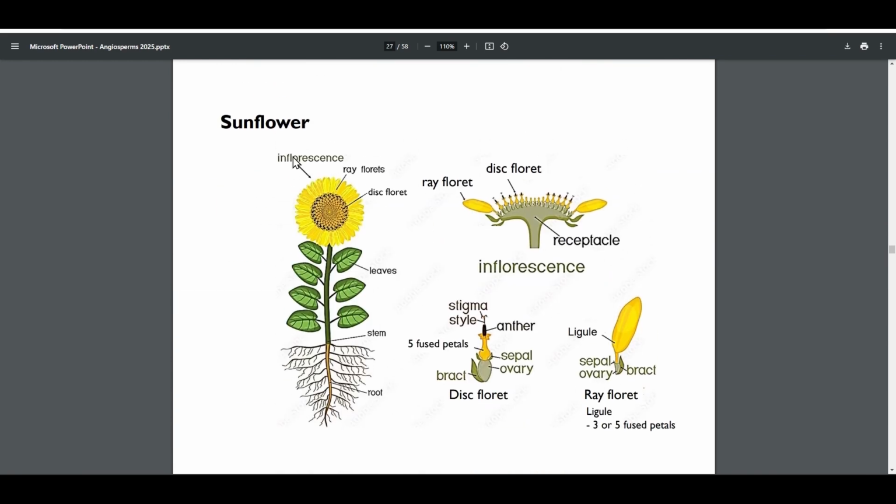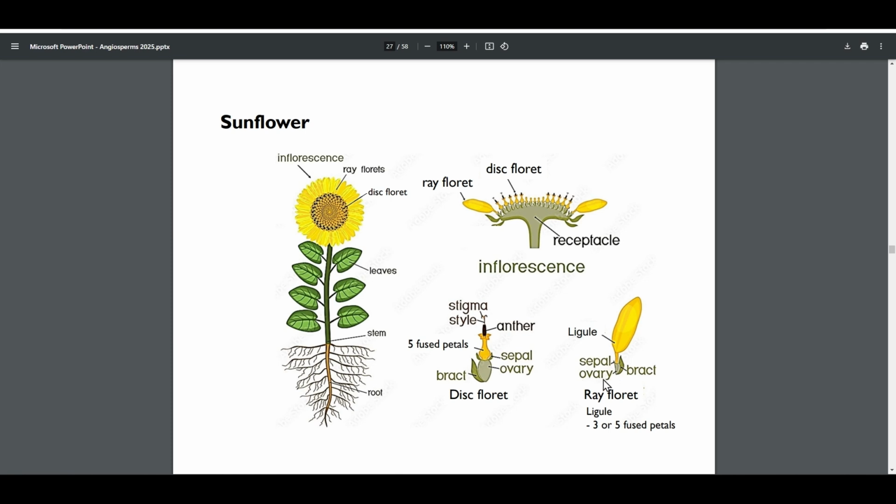The sunflower, you can see, is made out of two different kinds of really small flowers, or florets. You have the disc florets in the middle here, and the ray florets. The disc florets have stigma and style, anther, and ovary. This means they are bisexual. They have both the male and female reproductive parts, and they have five fused petals here. As for the ray florets, they only have ovaries.